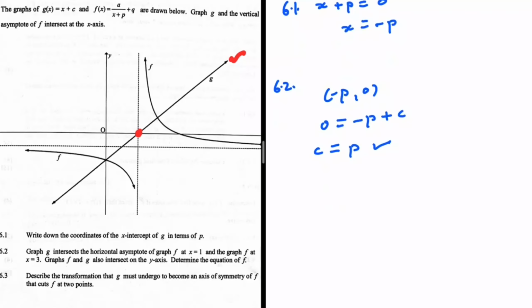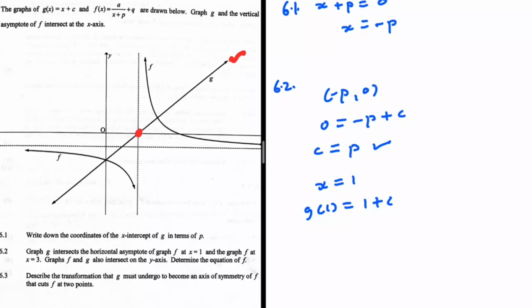Another piece of information we have is that g and the horizontal asymptote of f intersect at x equals 1. So let's see. g of 1 is equal to 1 plus c. That's where g and the horizontal asymptote of f intersect at x equals 1.